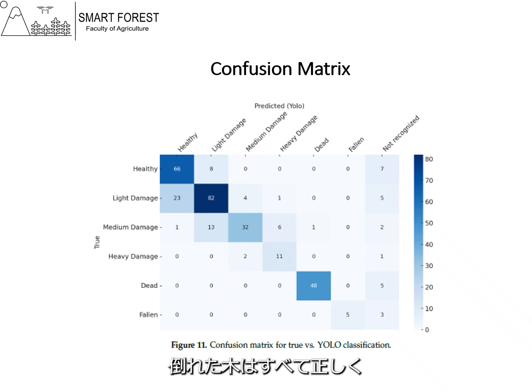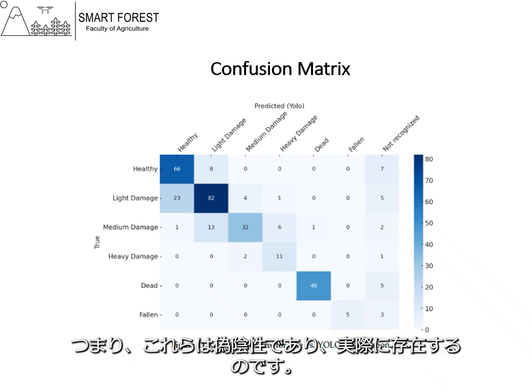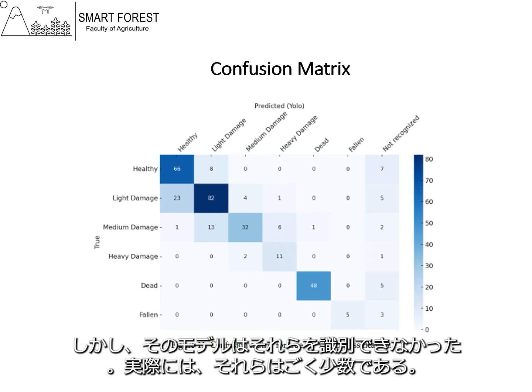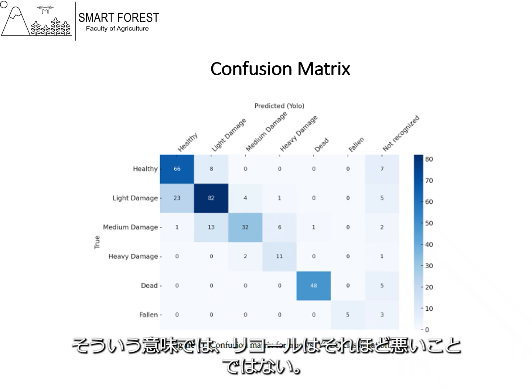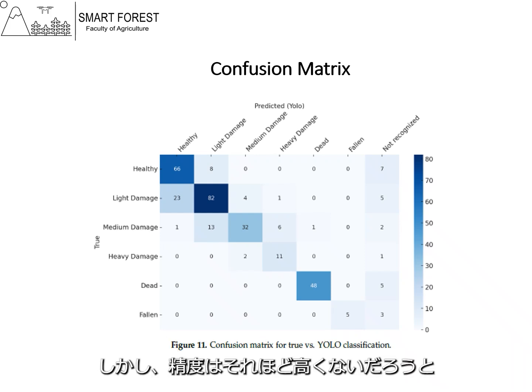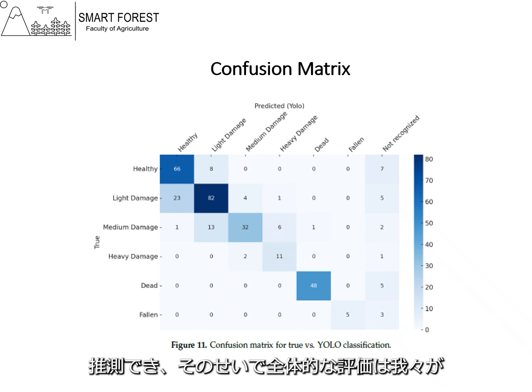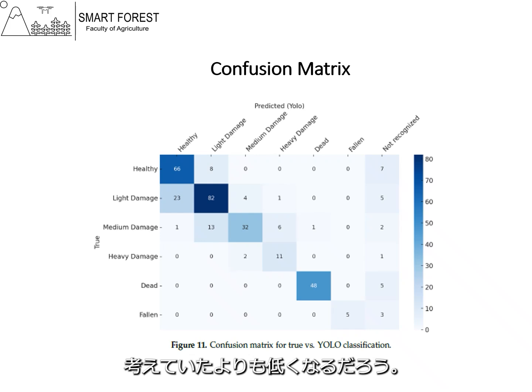And the fallen trees are all identified correctly, but the model also missed some trees. So these are the false negatives because they are there, but the model didn't identify them, which are very few, actually. I was quite surprised. It was very few. So in that sense, the recall is not so bad, but I can assume that the precision will not be so high, and that will make the overall evaluation lower than we were expecting.